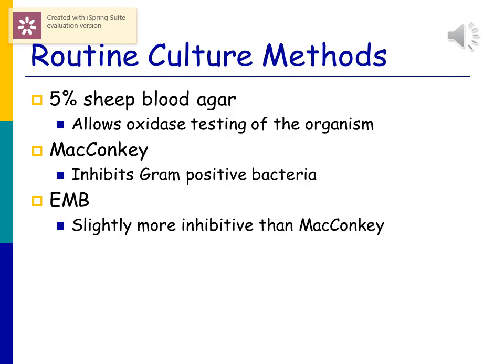They're streaked onto sheep blood agar, MacConkey agar, and then a more selective media such as EMB agar. So EMB agar is slightly more inhibitive than MacConkey agar. And remember, your MacConkey agar inhibits your gram-positive bacteria, so you can see the gram-negative organisms, and you can also look for lactose fermenters.